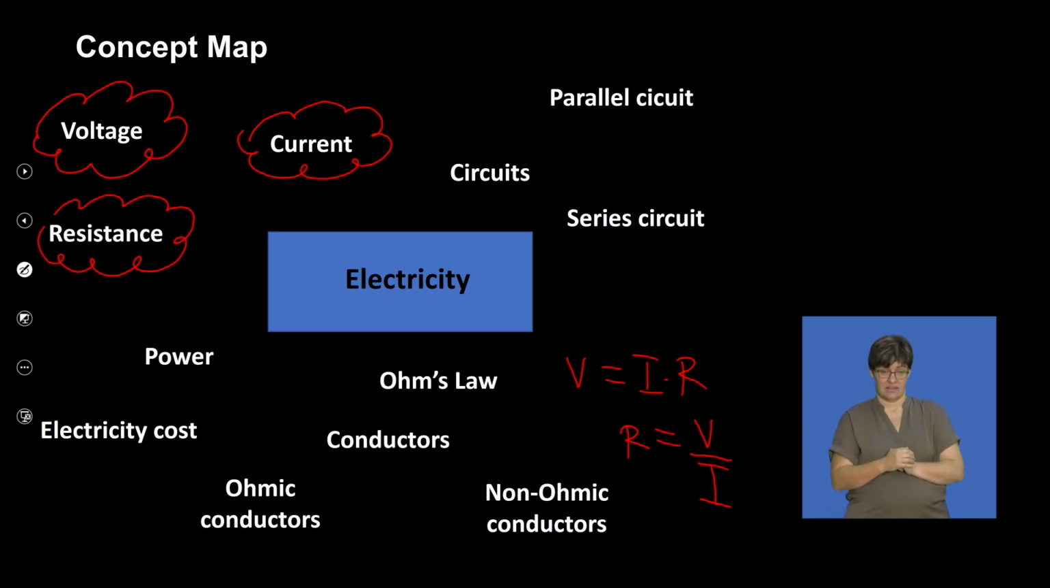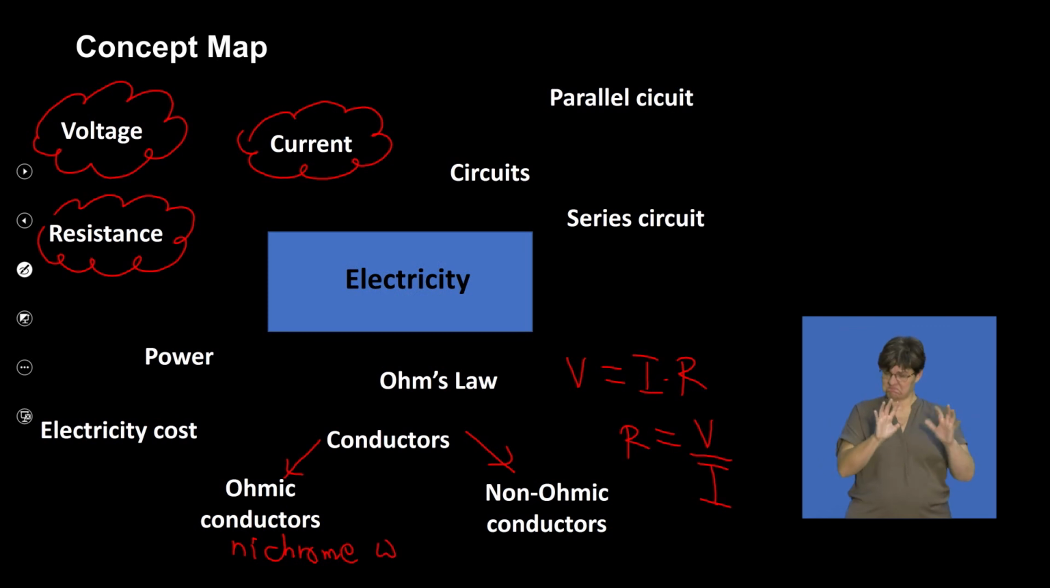Now we have also said to ourselves that Ohm's law talks about ohmic as well as non-ohmic conductors. So we'd say that a nichrome wire is a perfect example of an ohmic conductor, because the potential difference and current are directly proportional to each other, and also the temperature remains constant, while a light bulb is a perfect example of a non-ohmic conductor.